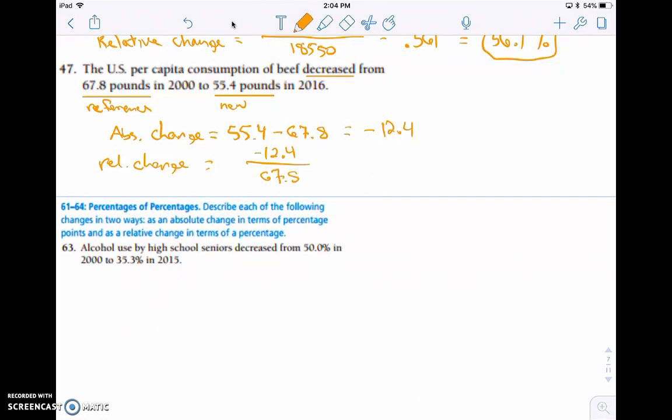Which is the 67.8. So this is going to be negative, and again I'm just going to write out our decimal here, so negative 0.183, which is 18.3%. So that's looking at, again, absolute change. So absolute change tells us how much it changed, and then relative change lets us know how much it changed relative to where we began, or the reference point.